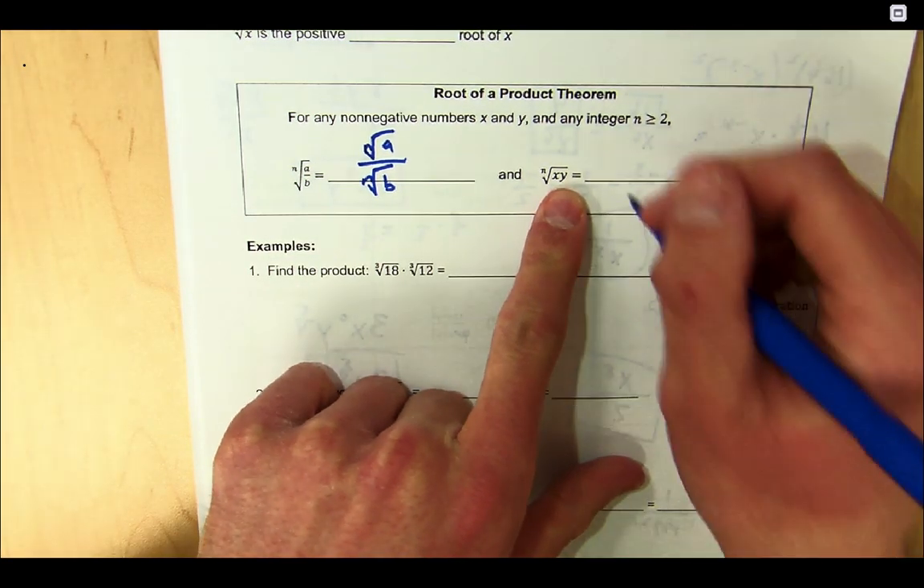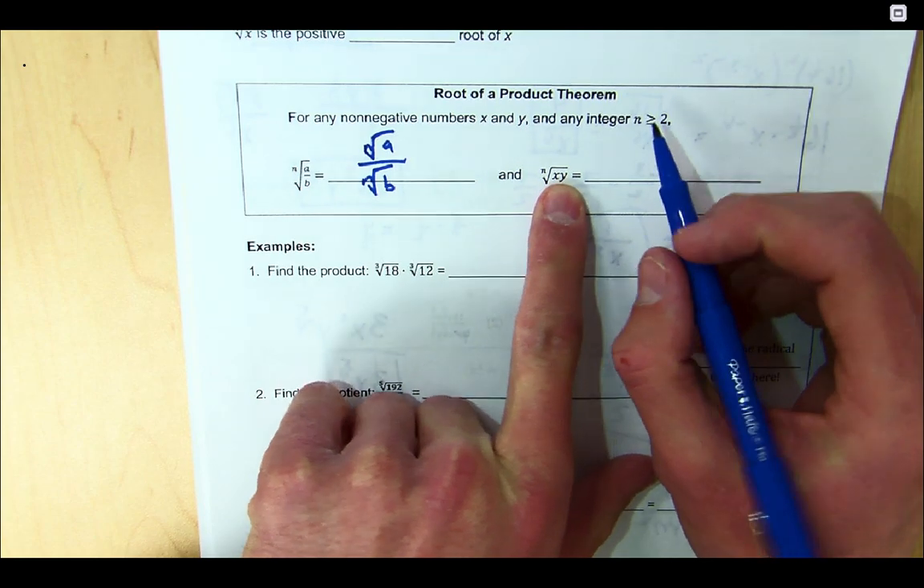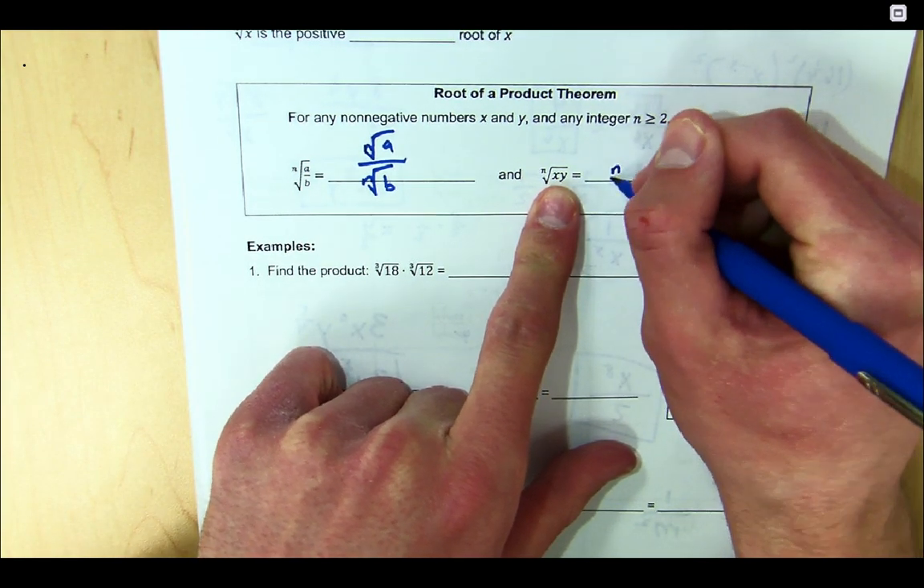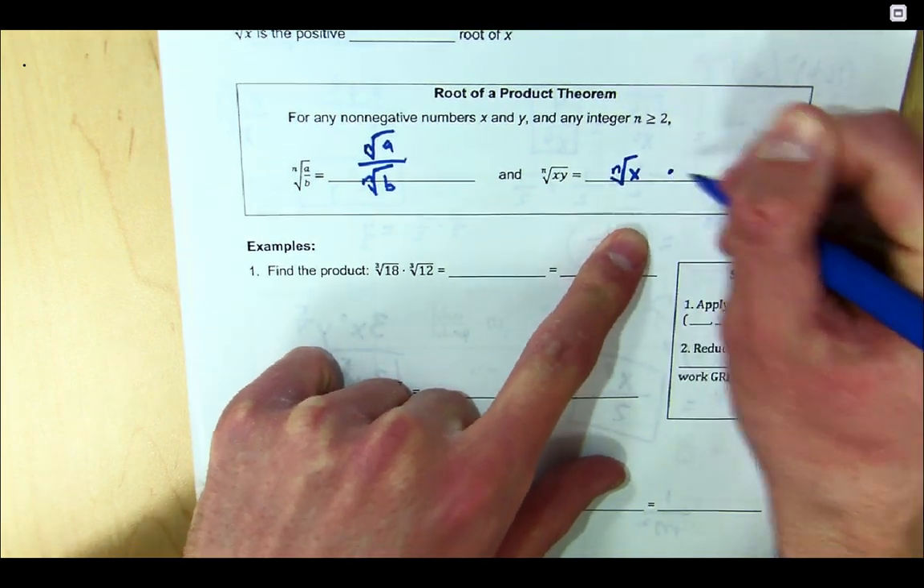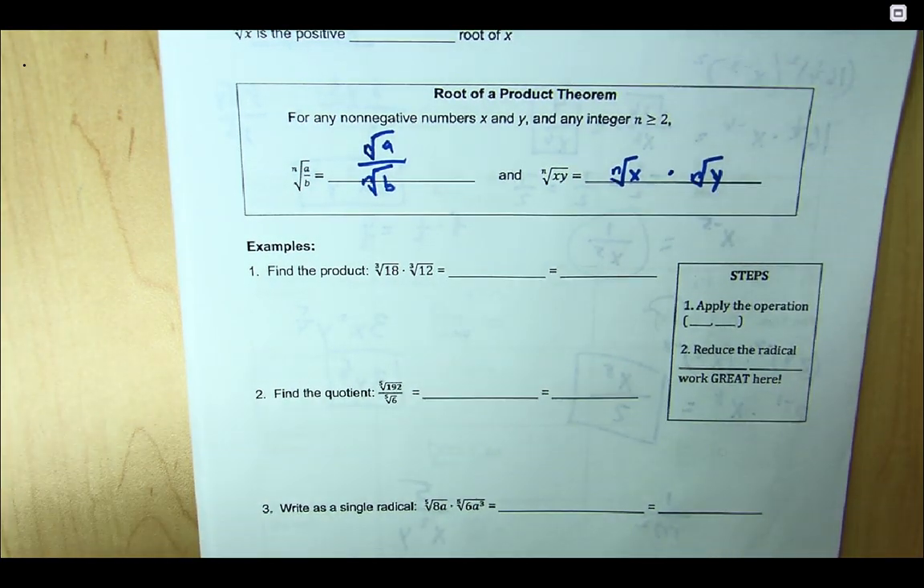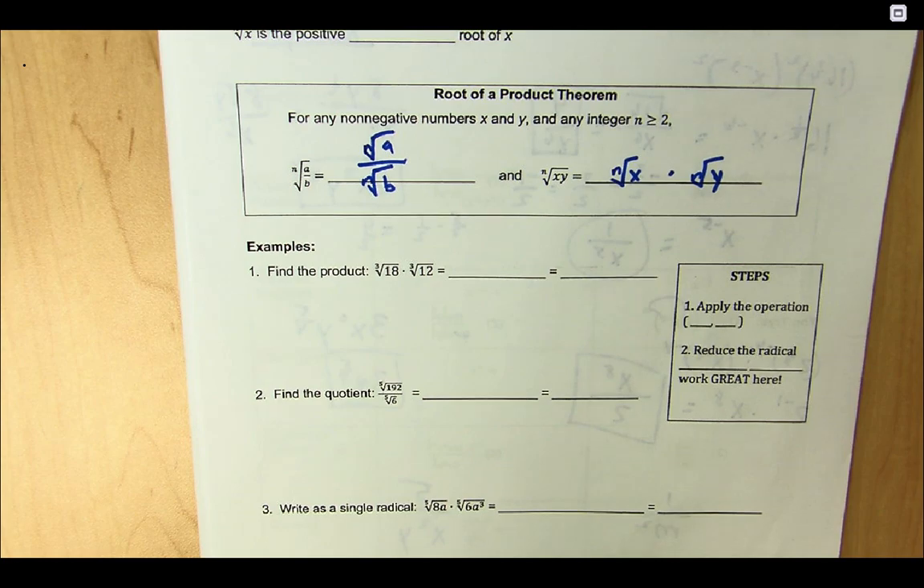Similar, if you have multiplication, you can also split this up. So rather than multiplying it first and then taking the root, what you can do is you can take the roots individually and then multiply those numbers together. So the nth root of x times the nth root of y. This works for multiplication and division. It does not work for addition.